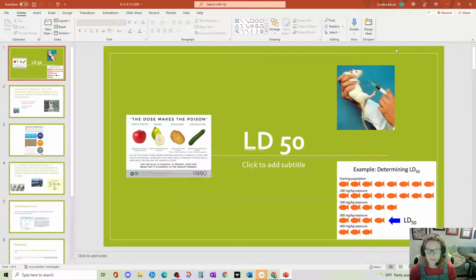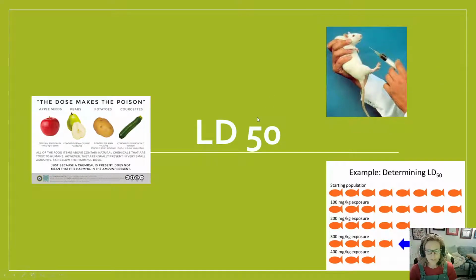Let's look at 812 and 813, lethal dose 50 and response curves. This gets into testing different drugs and chemicals, and seeing when they're harmful to species, animals, us, etc. The dose makes the poison. An important thing to remember: apple seeds have cyanide in them, which can be poison. It's a very, very tiny amount, so that's not going to poison you, but a large dose of cyanide would. So keep that in mind.